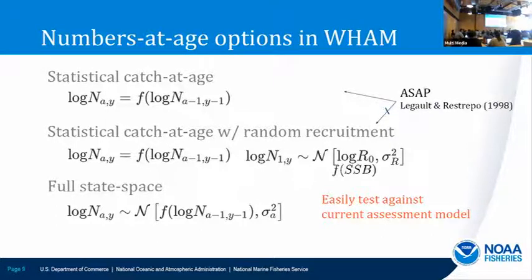And then what we're calling the full state-space model is allowing, instead of just the numbers at age one to have a random effect, all ages to have a variance parameter. And it was designed in this way so that we could easily test for a stock that has an ASAP model. We can run it in WHAM and try to reproduce the same results if we use this version.